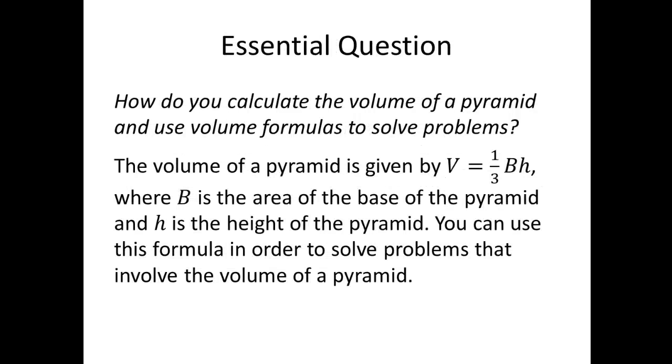So the essential question that we addressed is how to find the volume of a pyramid and use the formula to solve problems. The volume of a pyramid in general is given by the formula 1/3 BH, where B is the area of the base of the pyramid and H is the height of the pyramid. You can use this formula in order to solve problems that involve the volume of the pyramid.